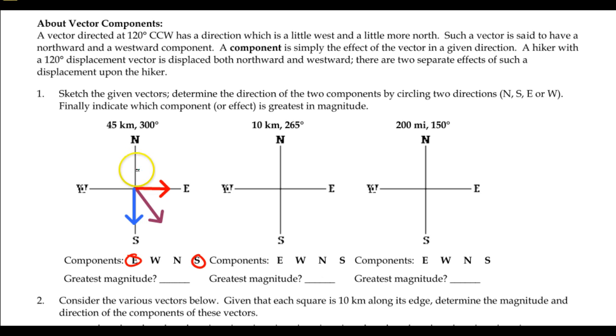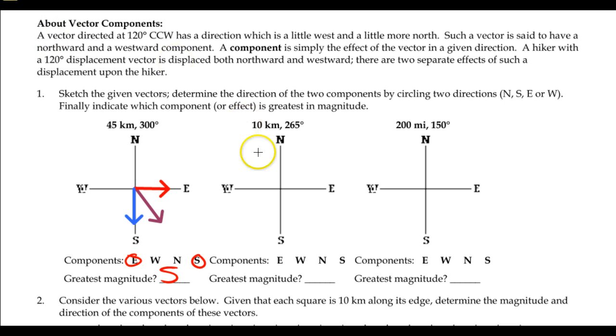Now 300 degrees, again, is more toward the south than toward the east, so the southerly component is going to be larger. The break here in the middle is about 315. At 315, both of the red and the blue would be the same. Since it's closer to 270, that's more down than over.